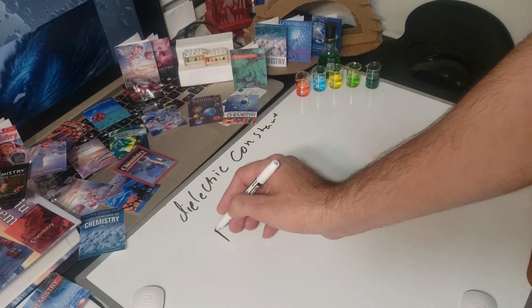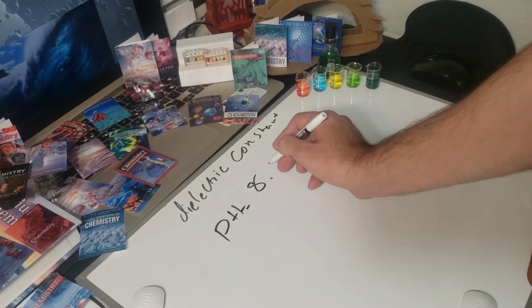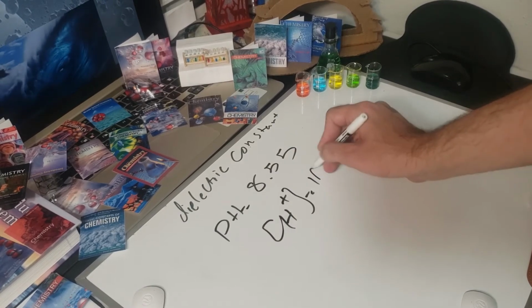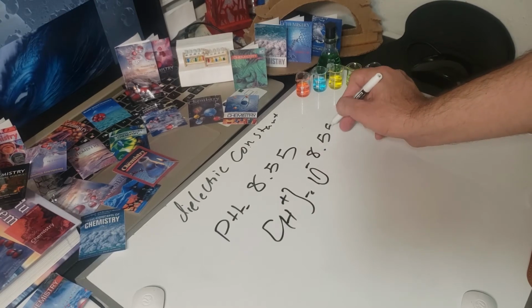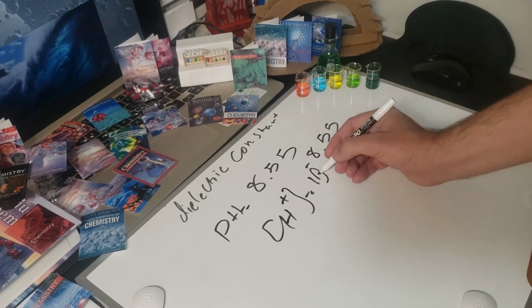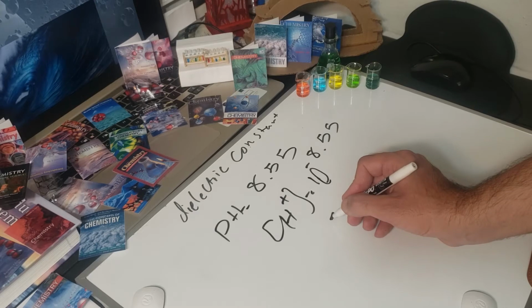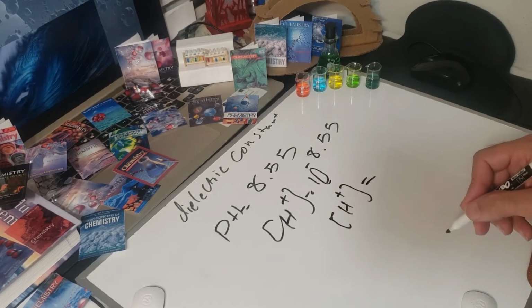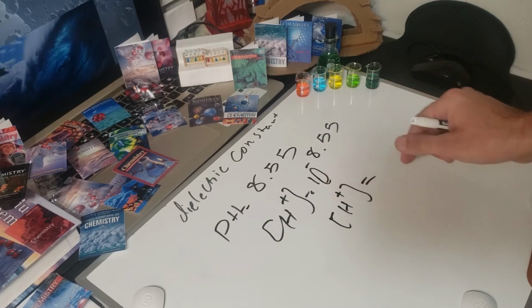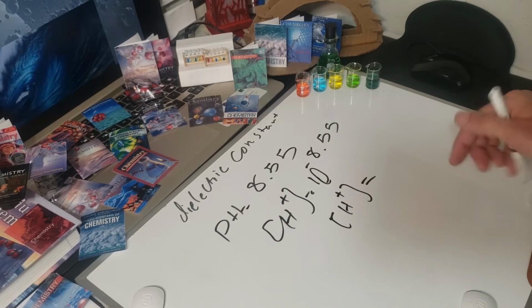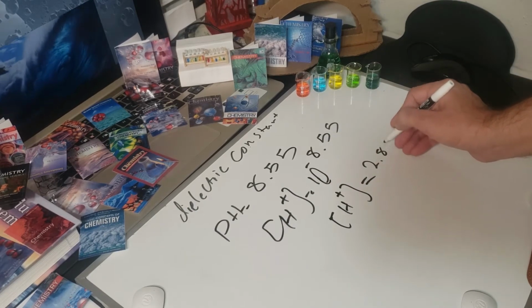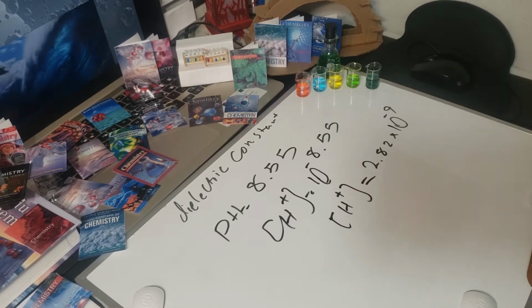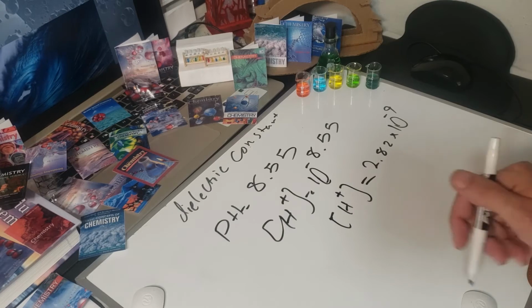So if the pH is 8.55, what would be the concentration of H plus? It would still be 10 to the minus 8.55, and if you do that, it would give you the scientific notation form of it, which is 2.82 times 10 to the minus 9. Okay.